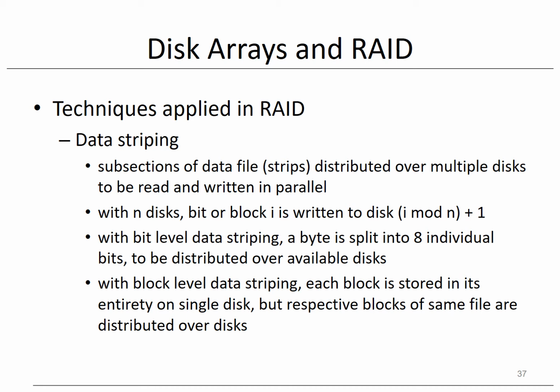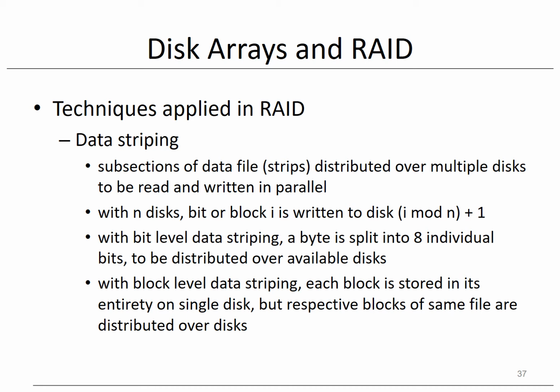With bit-level data striping, a byte is split into 8 individual bits to be distributed over the available disks. For example, 4 disks each contain 2 bits of the same byte. Disk 1 contains bit 1 and 5, disk 2 contains bit 2 and 6, etc. In that case, every disk participates in every read-write operation. The number of disk accesses per unit of time remains the same, but the number of bits retrieved in a single access increases with a factor equal to the number of disks, resulting in higher transfer rates for a single transfer.